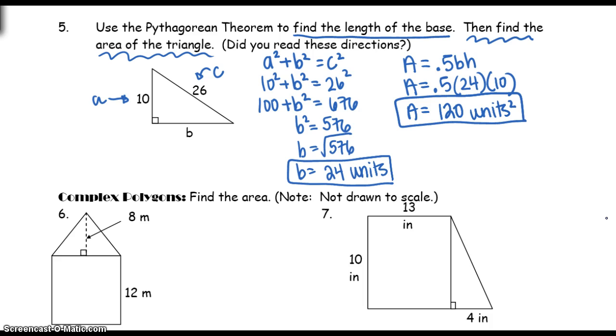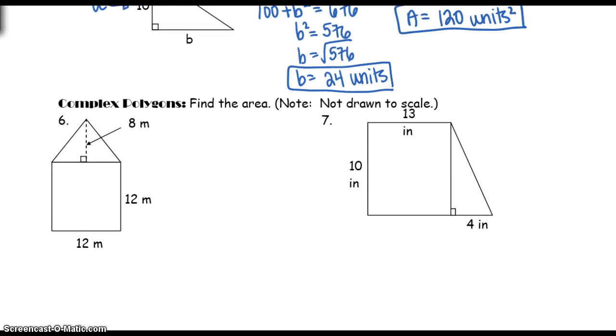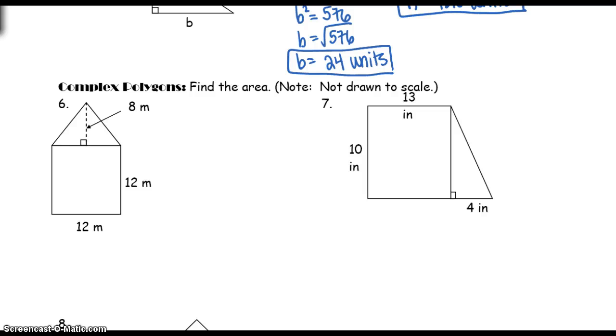Then we get on here to complex polygons. I know that everybody loves complex polygons. You can handle it. It's just a triangle, right? And you've totally got triangles under control. So we're going to go ahead and do number 6 together first. I see a triangle and I see like a square or a rectangle down here. So let's focus on our triangle first.